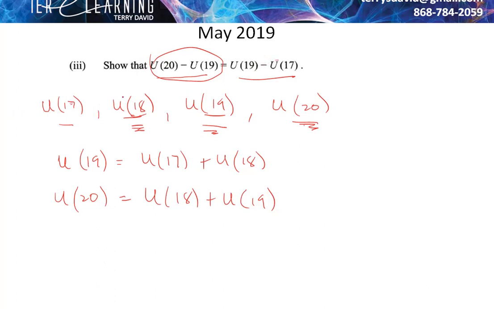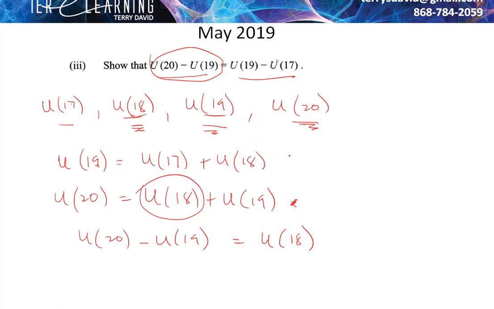So just using the same logic, I haven't looked at what we're trying to prove as yet, right? But we have 17th, 18th, 19th, and 20th. And we know that the 19th term is 17 plus 18. The 20th term is 18 plus 19. Now let's see what we want us to prove. U20 minus U19. So if I took my 20th term and I subtract my 19th term, I should get my 18th term, U18, right? Just by looking at this equation here.